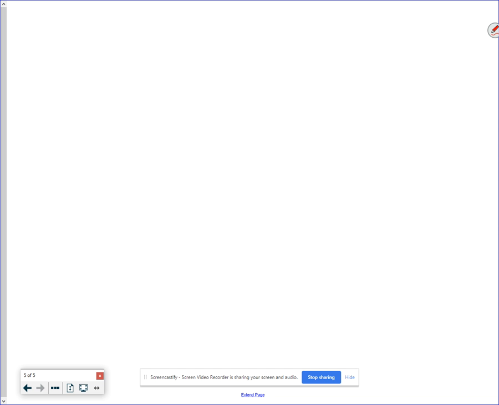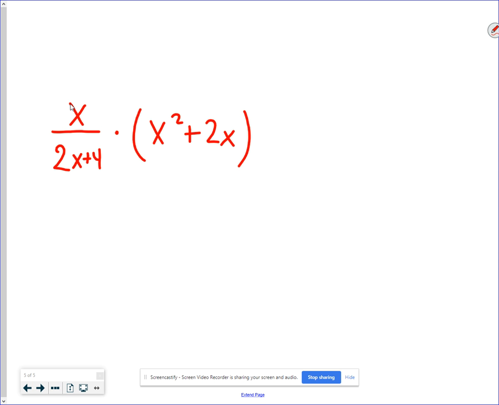Let's say we got a problem like this: x over 2x plus 4 being multiplied by x squared plus 2x. Well, the first thing you should notice is the first one's a fraction, the second one's not a fraction. So if you think back to middle school, when you are multiplying a number times a fraction, what you do is just put that number over 1. So the first thing we're going to do is just put that over 1.